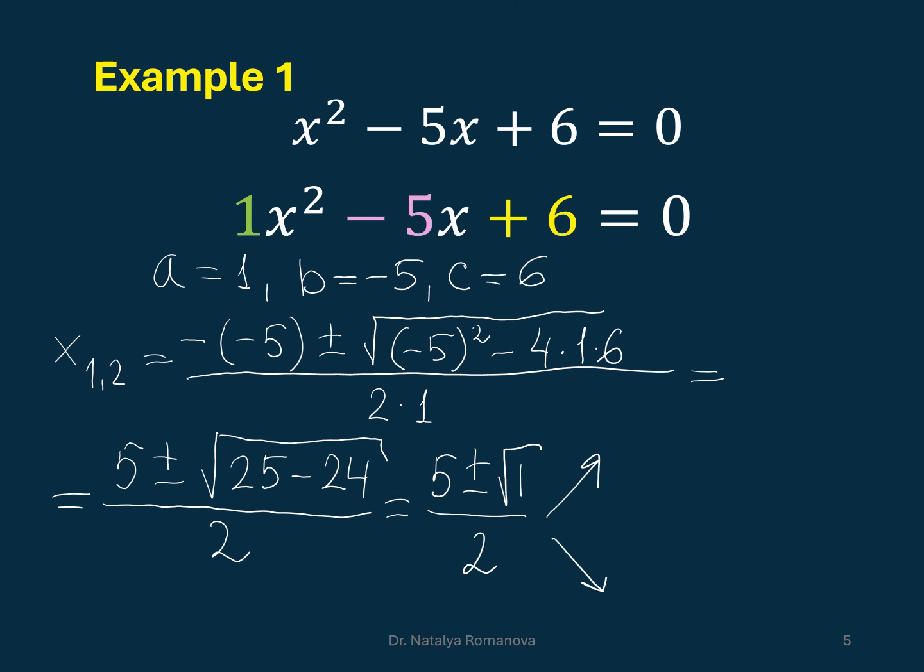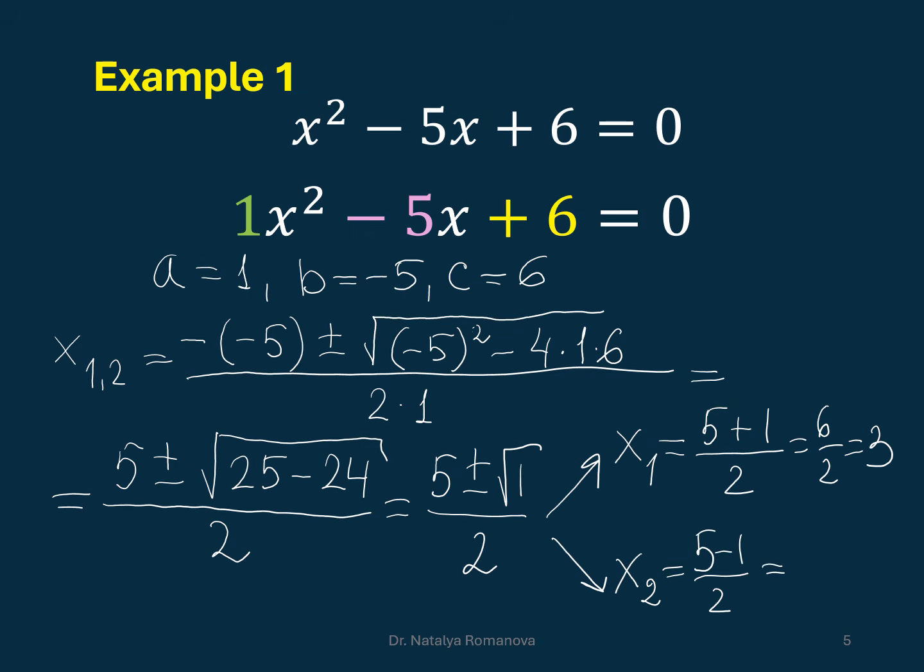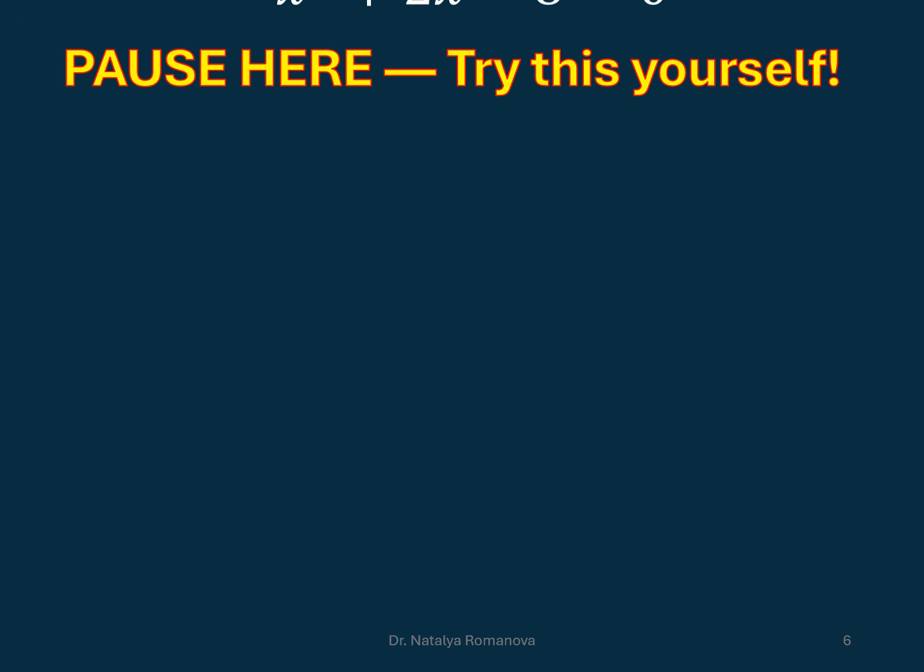So now we split our root. We have x sub 1. We take plus for the first root. 5 plus 1 over 2 equals 6 over 2 equals 3. x sub 2 equals 5 minus 1 over 2, 4 over 2 equals just 2. Now we can write the answer. 2 and 3, correct answer for our example 1. Pause here and try example 2 yourself before I solve it.